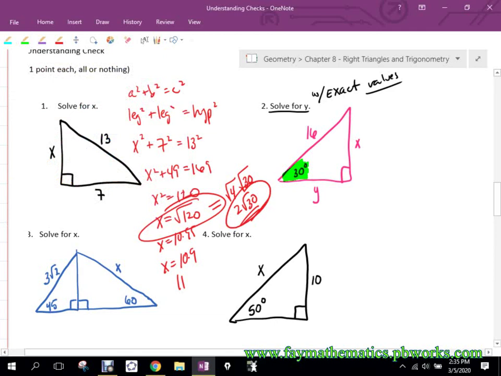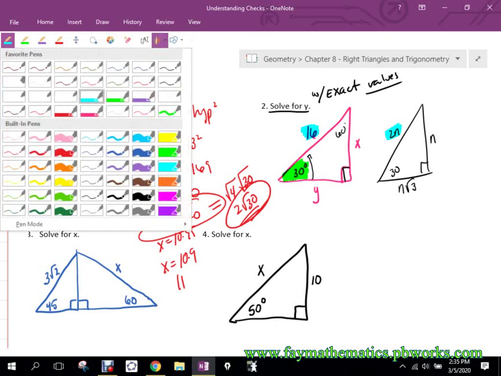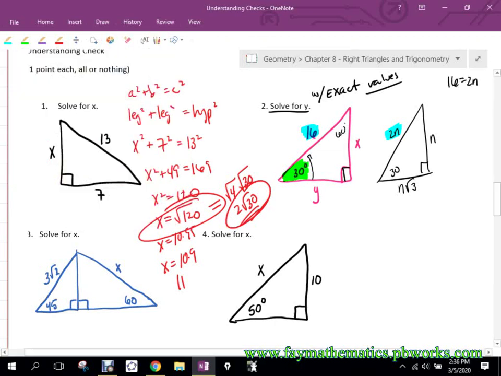But my hope was that we recognize that this is a 30, 60, 90 triangle, right? In a 30, 60, 90 triangle, isn't it n across from the 30, 2n across from the 90, and n radical 3 across from the 60, right? Does that number there match to that? 16 equals 2n. So what's n going to be? N has to be 8, and that matches to the x, right? And then the y turns into 8 root 3. Okay? That was my hope, that you went that approach.